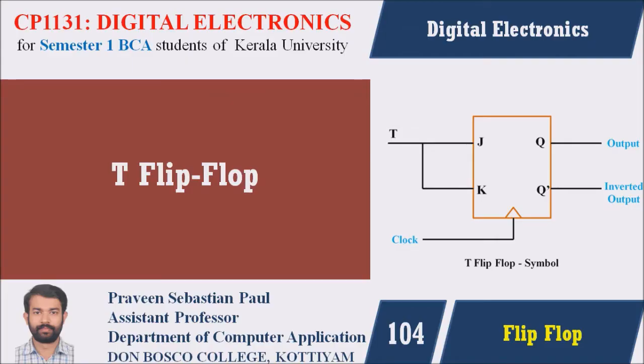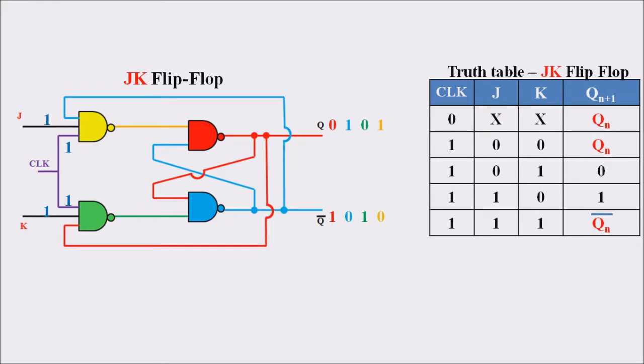In this lecture we are discussing the T flip-flop. Actually, in the previous set of lectures we had discussed the JK flip-flop, and when we are analyzing this JK flip-flop, if the clock is 0, then it will preserve the previous output, that is, we are dealing with a memory condition. In the case of clock 1 and J equal to 0, K equal to 0, then also we can see the memory condition.